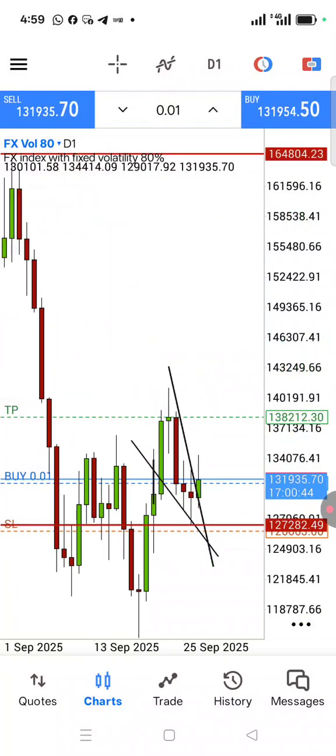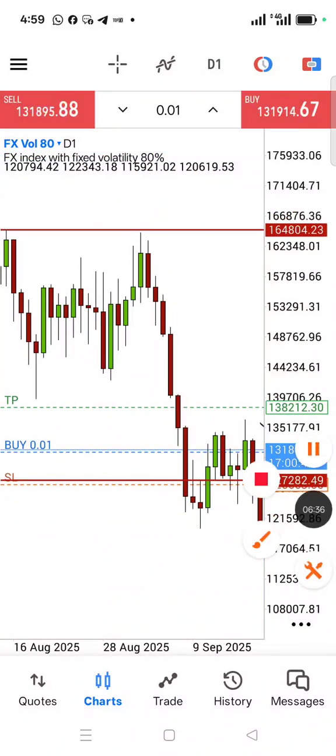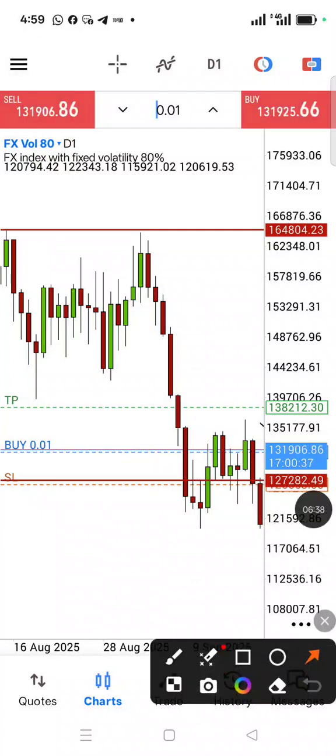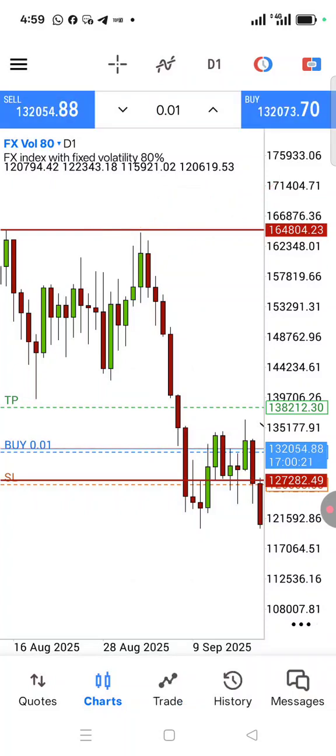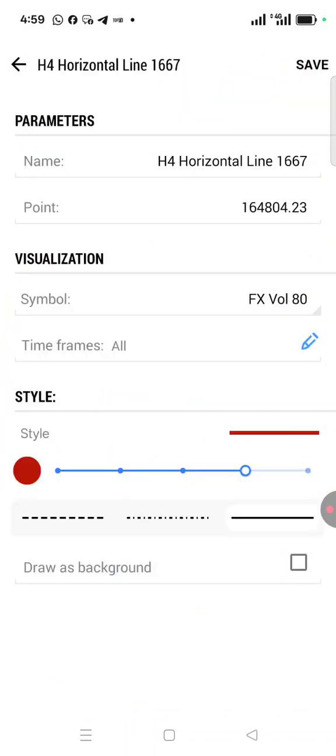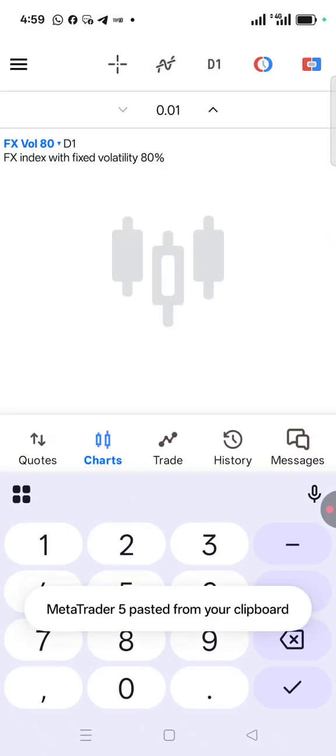When I go to daily, can you see this line? Can you see this price line? This is the price line I'm talking about. This is the same price I just copied, 164.804.23. So let me click on it and edit. Now look at it. The same thing I copied. So even if I paste, it's still the same thing.